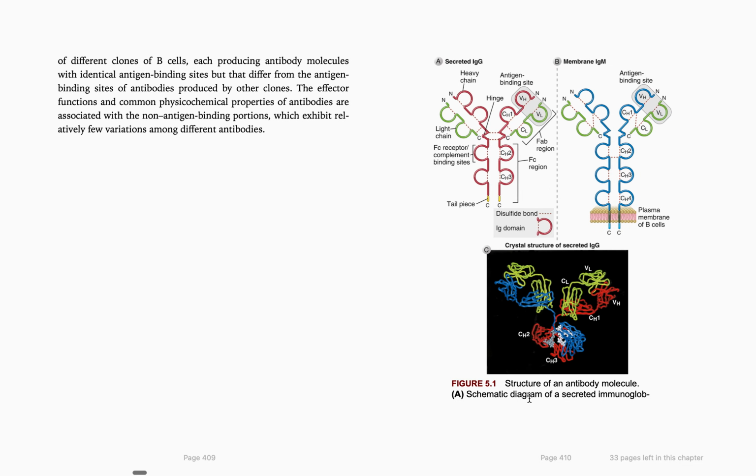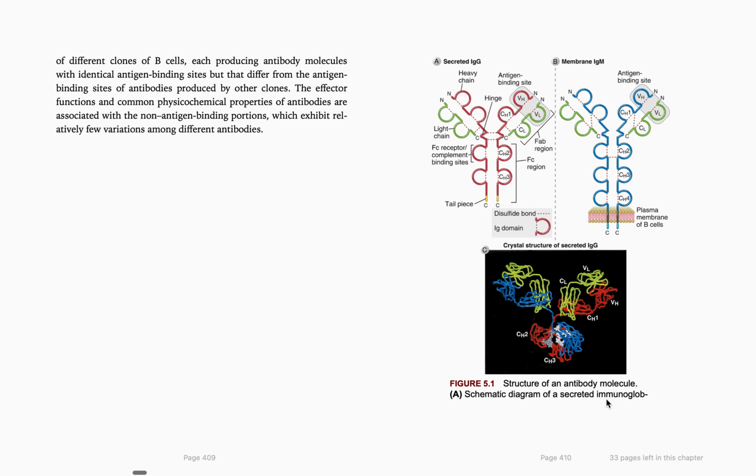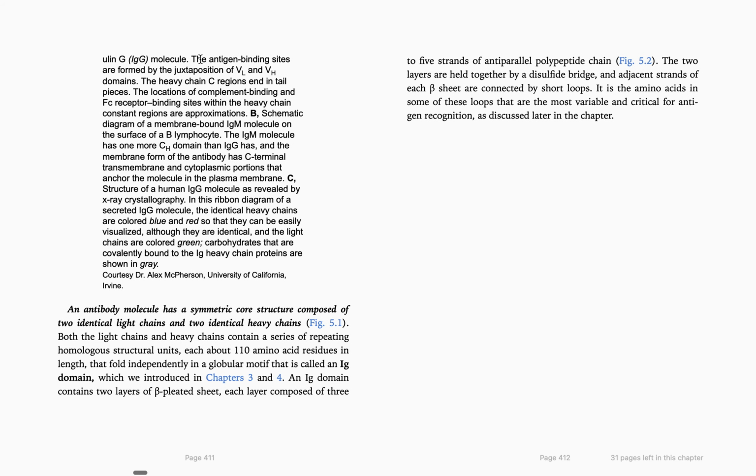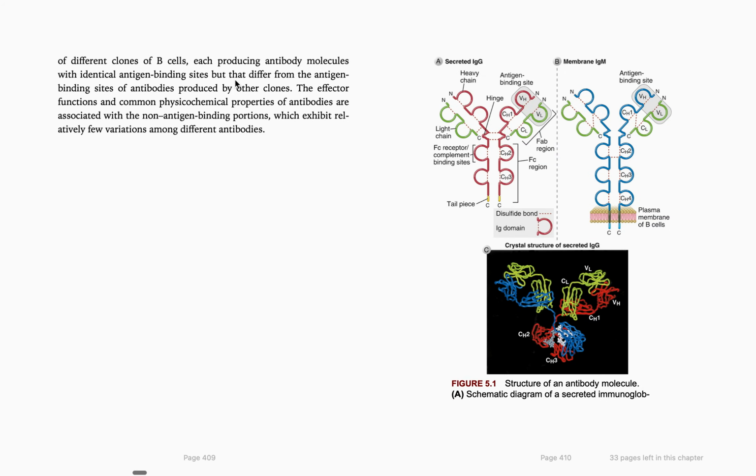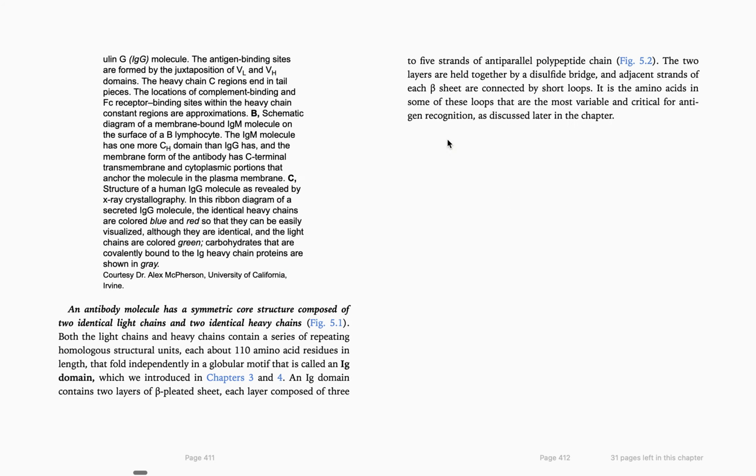So as we say, this is the schematic diagram of secreted immunoglobulin, IgG molecule. The antigen binding sites are formed by juxtaposition of variable light chain and variable heavy chain domains. The heavy chain C region and the tail pieces. The location of complement binding and FC receptor binding site within a heavy chain constant region are approximate.